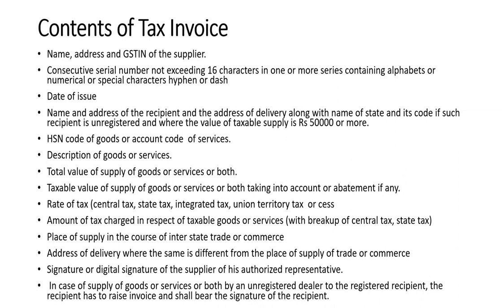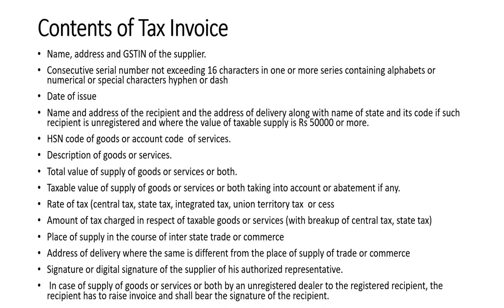Then it must also carry the HSN code, that is, harmonized system of nomenclature, or accounting code of services. It should provide a description of the goods, what type of goods are dispatched. So all these things must be mentioned. Then the quantity in case of goods and the unit or unique quantity code thereof. Total value of the goods or services or both. The taxable value of supply of goods or services or both, taking into account the discount or abatement, if any. That means the discount for each product or the total discount, all those things must be mentioned here.